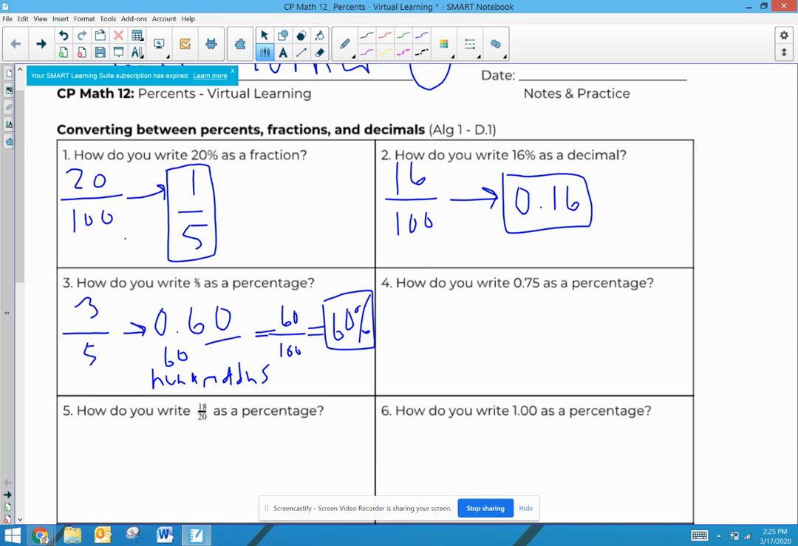Number 4, how do you write 0.75 as a percentage? So it's kind of like taking what we did in number 2 and working backwards. So 0.16 was the same as 16%. That means that 0.75 is the same as 75%. You just take that decimal point and you move it over twice. So it's going to be 75%.